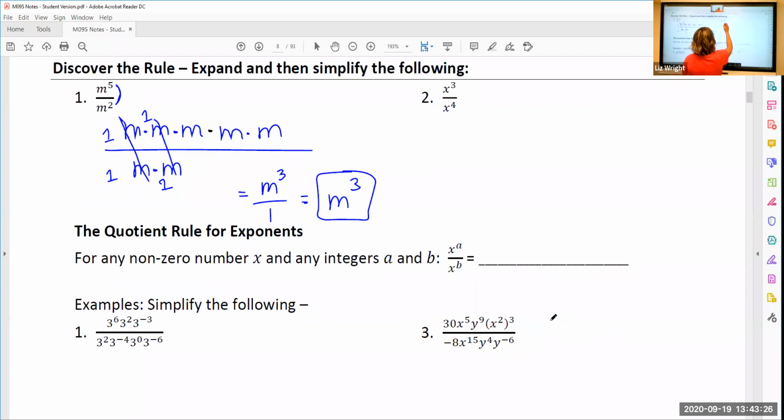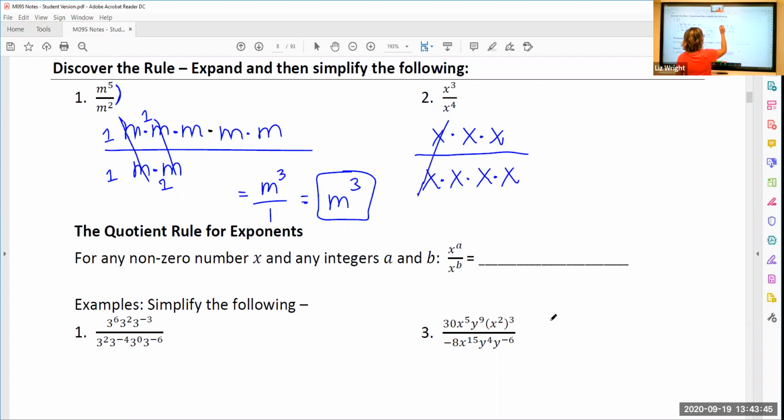So in our next one, we've got x times x times x all over x times x times x times x. We're expanding the following. How many x's do we have? 3. How many x's do we have here? We have 4. So okay, let's start crossing some out.